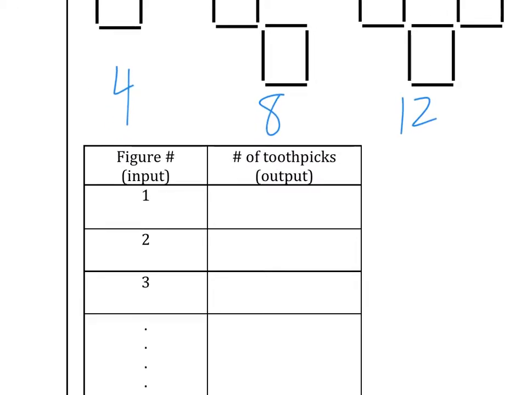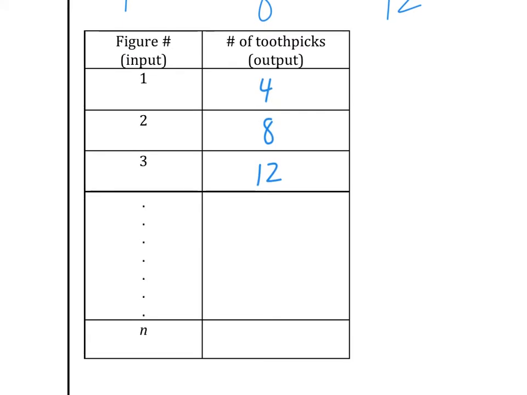Or let's look at this chart. Let's say the figure number is the input. So you have figure 1, figure 2, figure 3. And then our output is the number of toothpicks. So that's 4, 8, and 12. Then if you have n number of figures, what would you actually do to find out how many toothpicks there are?